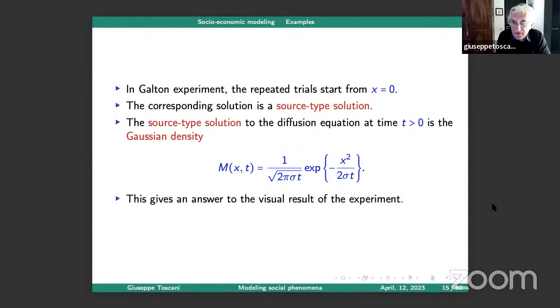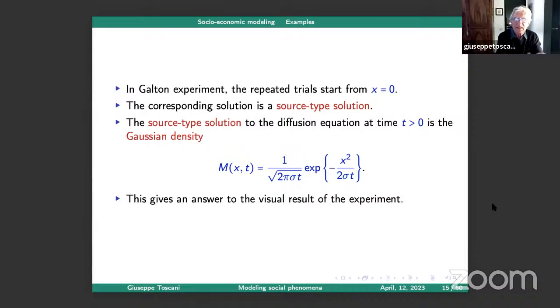And then you observe that you start from x equals 0, so you start from a certain amount of heat which is concentrated in x equals 0. And what happens if you start from a source of heat concentrated in x equals 0? Then you obtain a source type solution. The source type solution of the heat equation, or the fundamental solution, is a Gaussian density which depends on time, and that is written below.